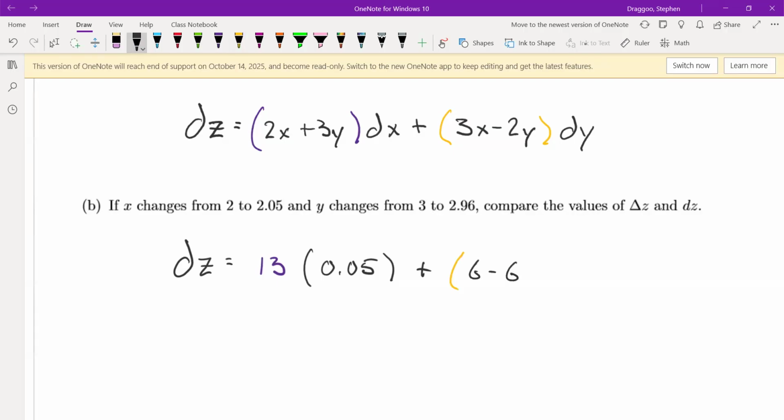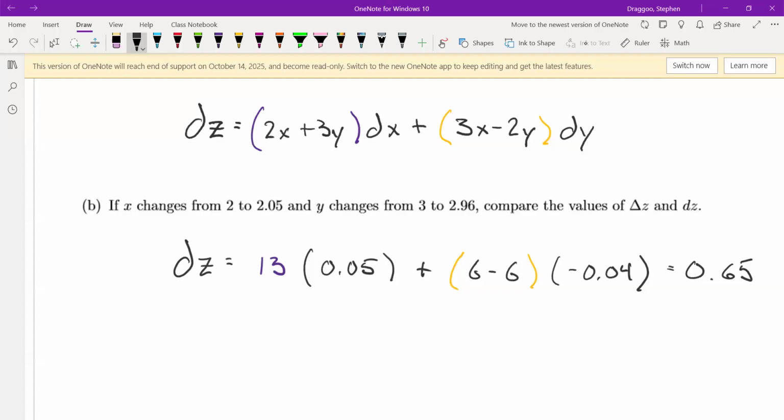6 minus 6. Someone do let me know if I got that wrong. But I'll finish out the equation just so you can see what I would put in if I didn't just get 0 for the yellow number. But 6 minus 6, I do believe that that's 0. So I just need to multiply 13 by 0.05. I believe that gets me to 0.65. So I've got my dz value.